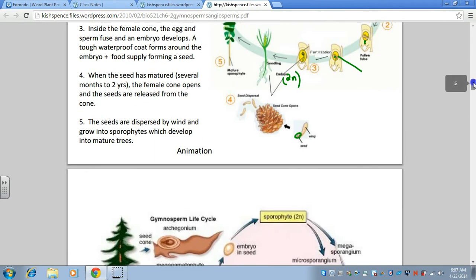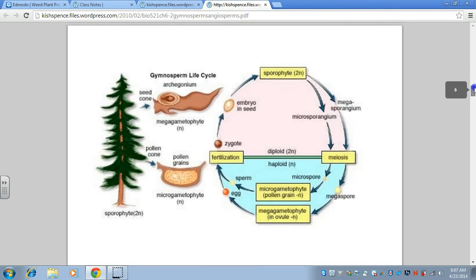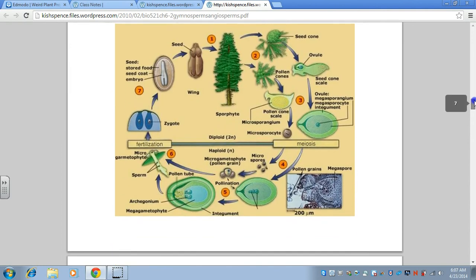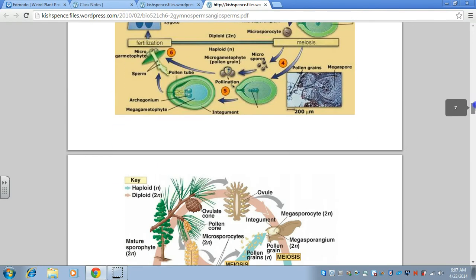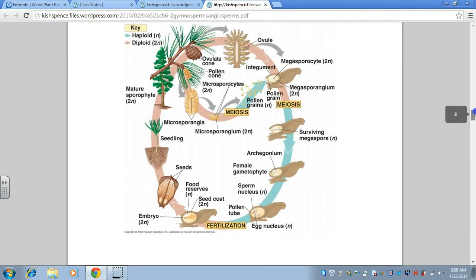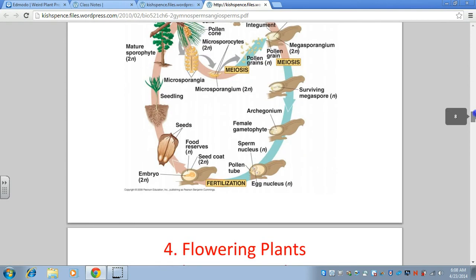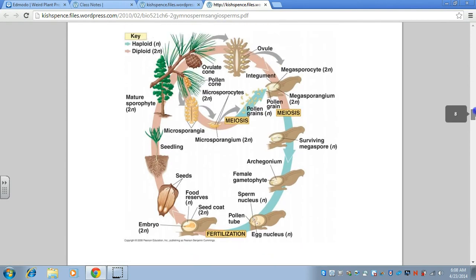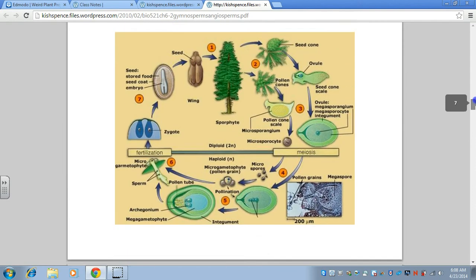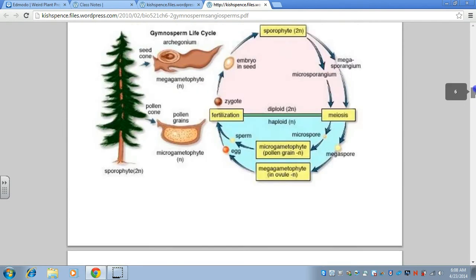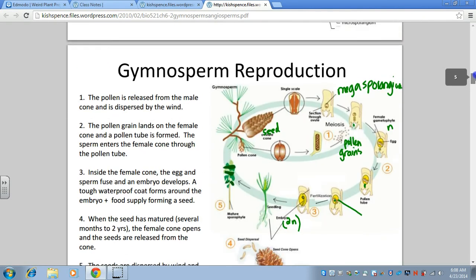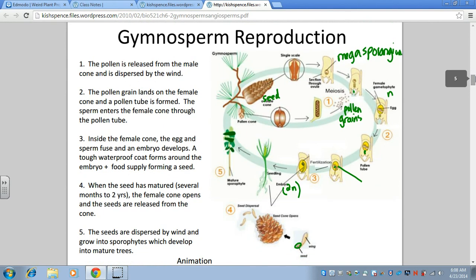And these are just some other graphics. So if you Googled some graphics for gymnosperm reproduction, you'd see all these different ones, which is kind of good for you to practice looking at different ones because they're showing the same process, but in different views. Okay, so you should be able to pick out where meiosis happens, where fertilization happens, where the gametophyte is, where the sporophyte is, pollen tube formation, that sort of thing.